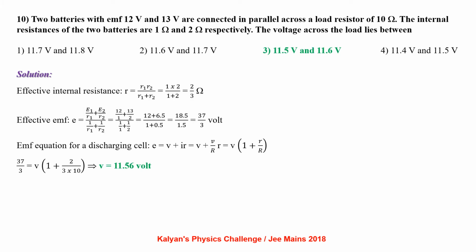Two batteries with EMF 12 volt and 13 volt are connected in parallel across a load resistor of 10 ohm. The internal resistance of the two batteries are 1 ohm and 2 ohm respectively. The voltage across the load lies between.